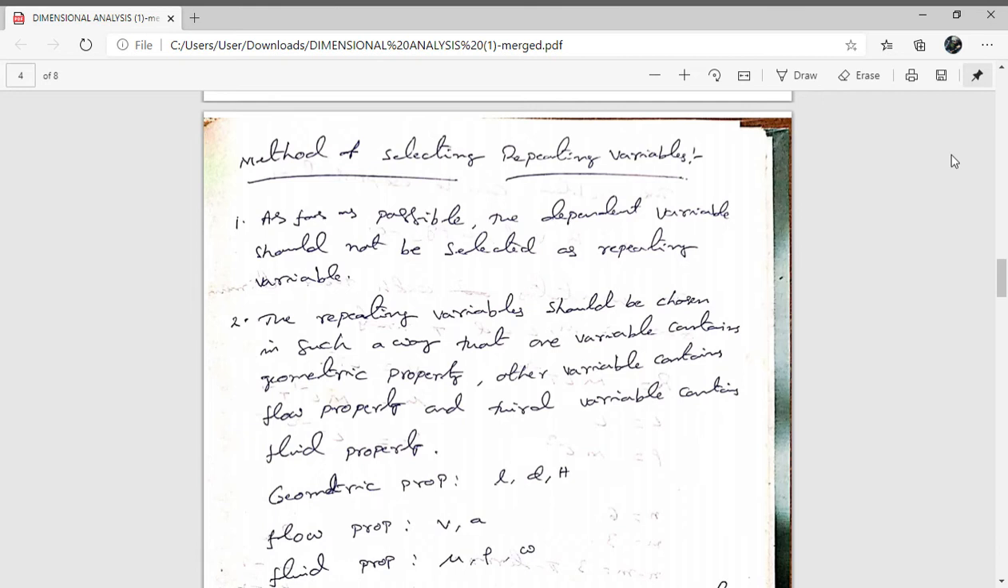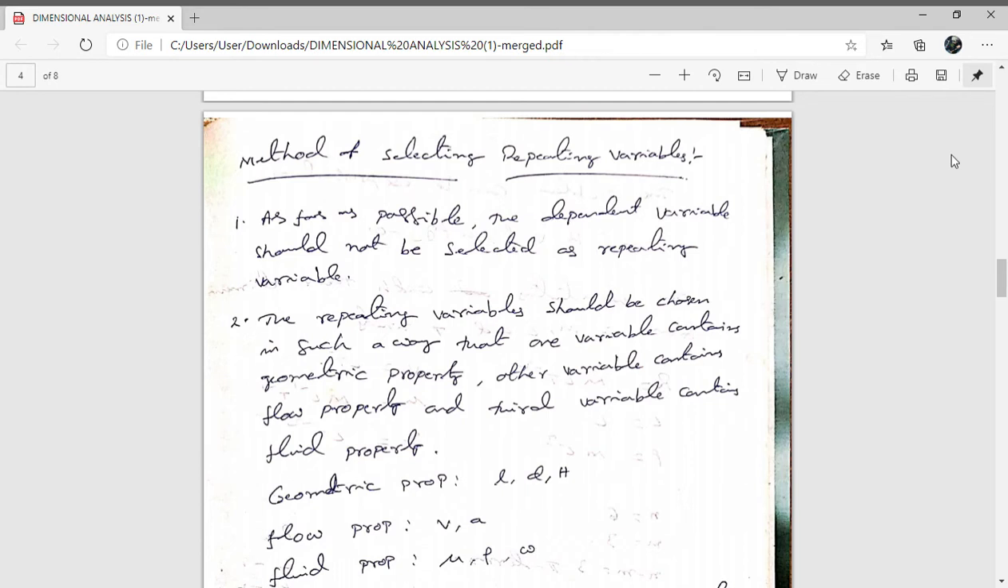The first rule is, as far as possible, the dependent variable should not be selected as a repeating variable. Dependent variable means, suppose in this heat transfer problem, the convective heat transfer coefficient h is always a dependent variable. So h should not be selected as a repeating variable.